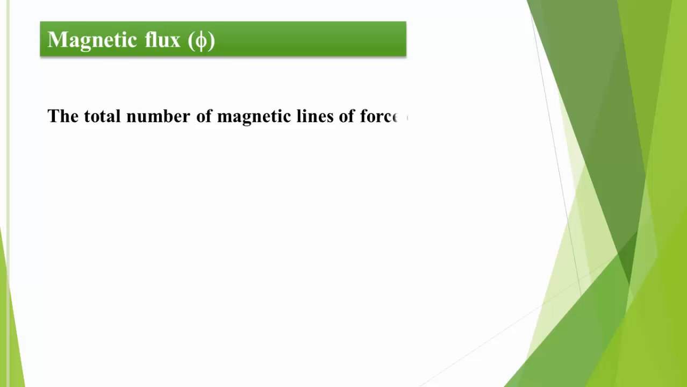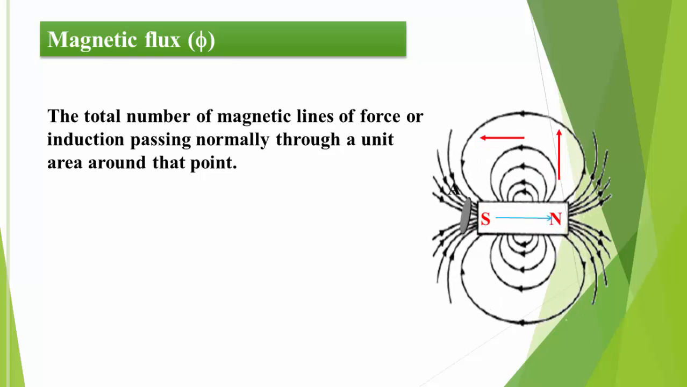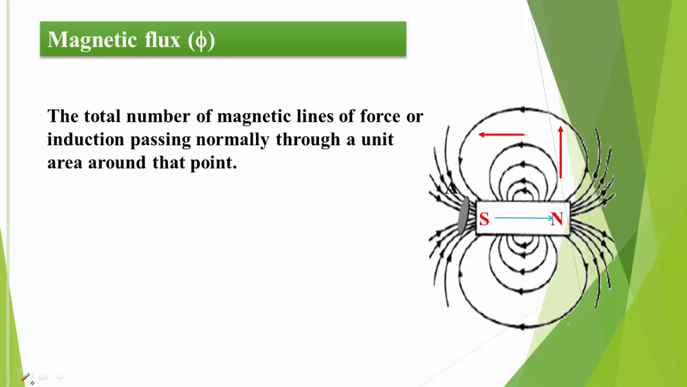Before going to the statement of Gauss law in magnetism, I am going to discuss the concept of magnetic flux. Magnetic flux means the total number of magnetic field lines of force, or induction, passing normally through a unit area around that point. Here this is the bar magnet and A is the area around this point. This is the first magnetic field line, this is the second, third, fourth, fifth, sixth, seventh and eighth. The total number of magnetic field lines of force or induction passing normally through a unit area around that point.